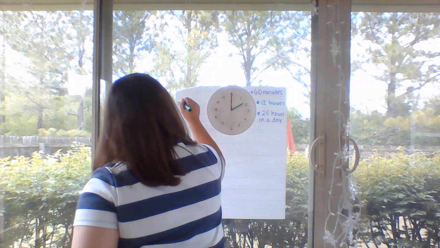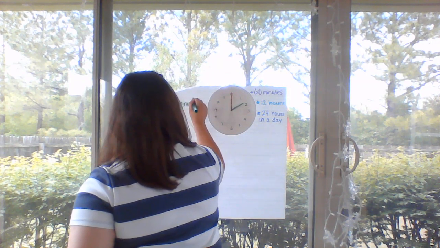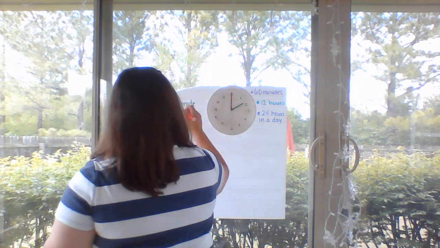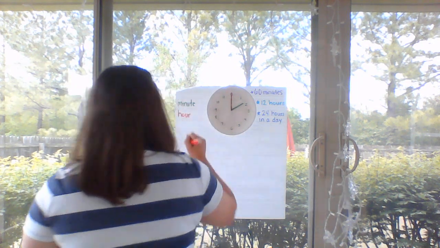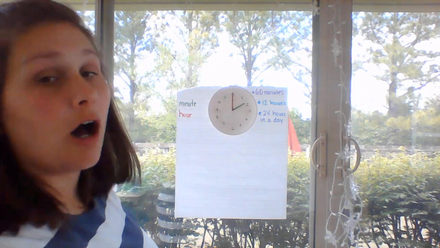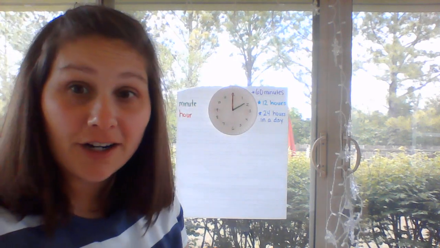A clock has 2 hands. It has the minute hand and it has the hour hand. A little trick that always helps me remember which one is which is the word minute. When you write it, minute has more letters than hour, so the minute hand is longer because there's more. See the 2 words? Minute is longer than hour, so the minute hand is longer than the hour hand.